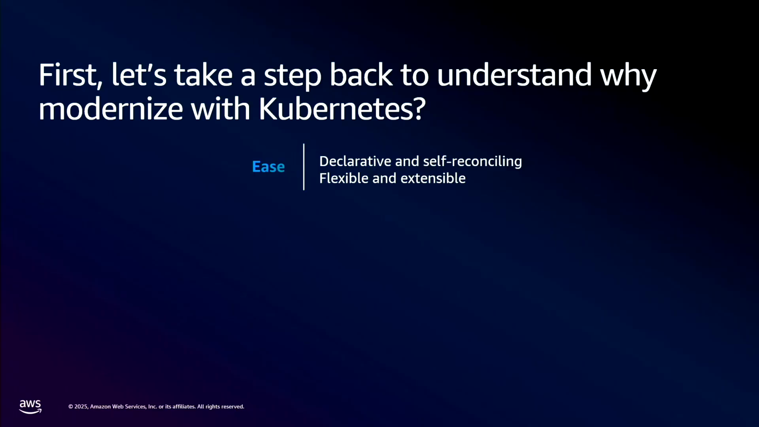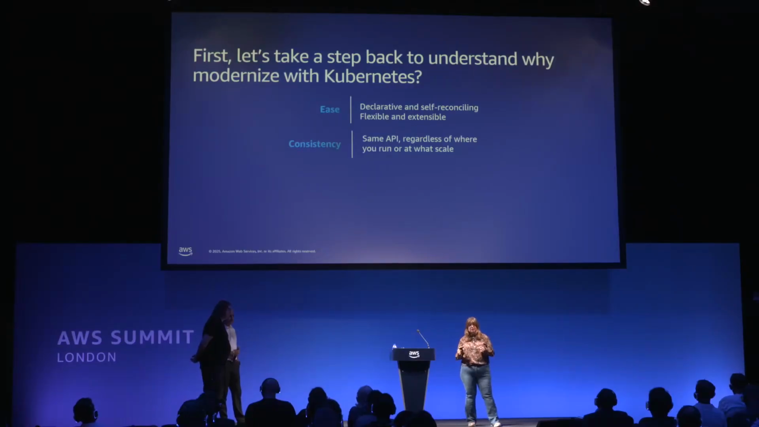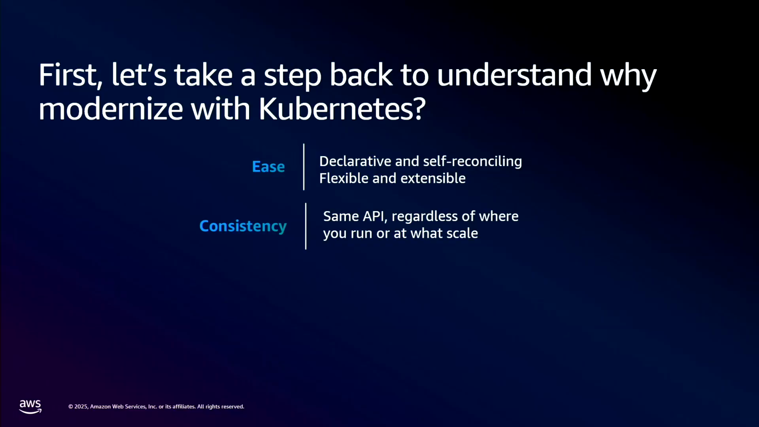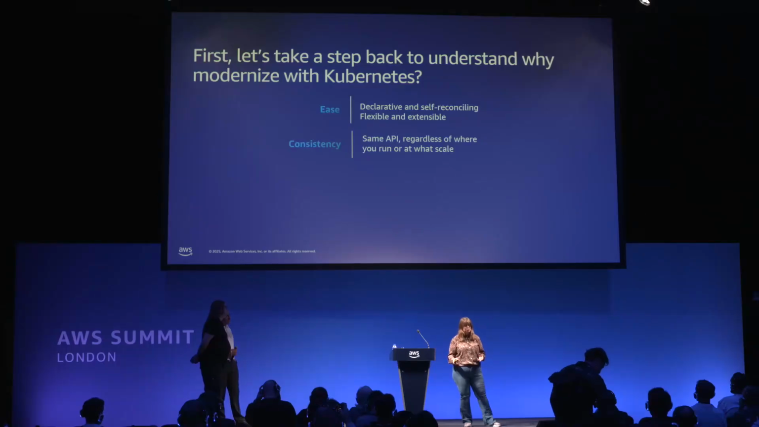Kubernetes is declarative. What that means is you tell it how you want your application deployed and how you want it to scale, and Kubernetes will reconcile to achieve that. Kubernetes also has a consistent API. As long as your distribution of Kubernetes is upstream Kubernetes conformant, spoiler alert, Amazon EKS is upstream Kubernetes conformant, then you get to use the same API whether you're running your applications on premises or in the cloud, which makes it really portable.